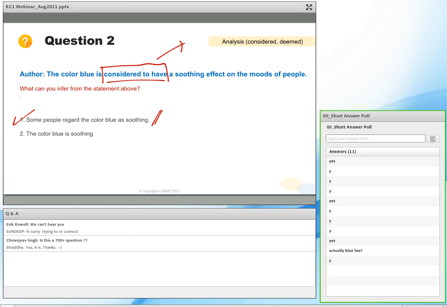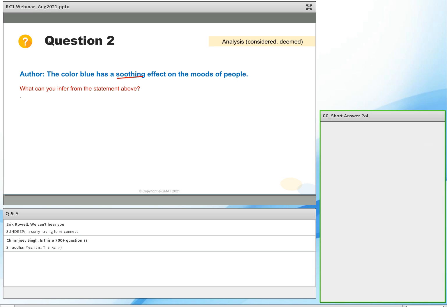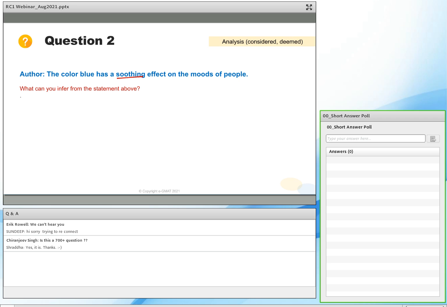Exactly. Now the thing is, some of you might ask me, if I am the author and I want to tell you that blue has a soothing effect, if I want to communicate that, hey, blue indeed has a soothing effect as per me, then I would actually communicate it this way. Here there is no doubt. The author is telling you as a fact that the color blue has a soothing effect on the moods of people. In the previous sentence, we don't know who's doing that consideration. So do you see the difference? In this statement, you can be sure that, as an inference, you can state that as per the author, the color blue has a soothing effect on the moods of people.